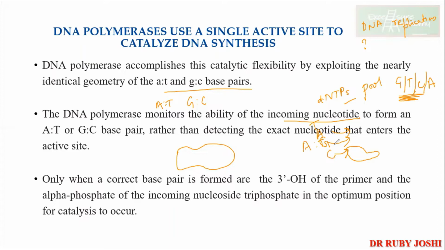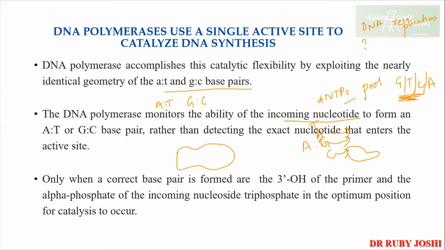Did you understand this? Yes, ma'am. Because rather than detecting the exact nucleotide, it's not possible for DNA polymerase to go and select from the pool, like against A, T I should pick, or against G, C I should pick. DNA polymerase can't do that.